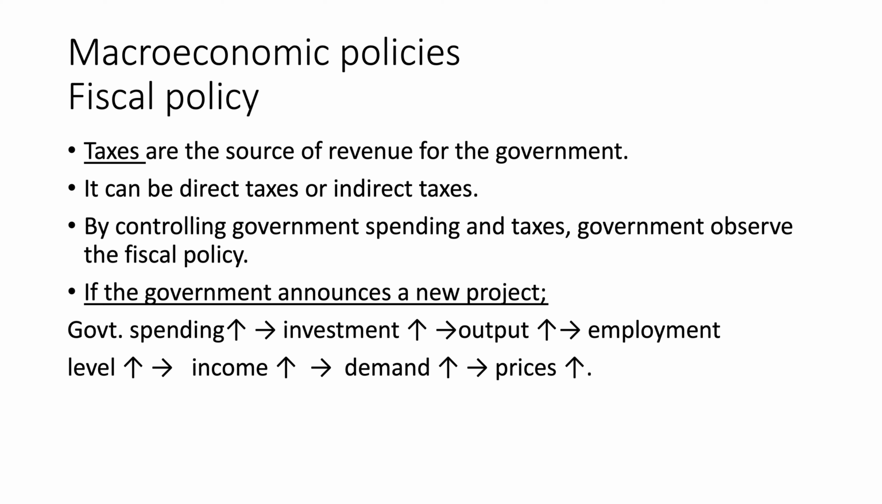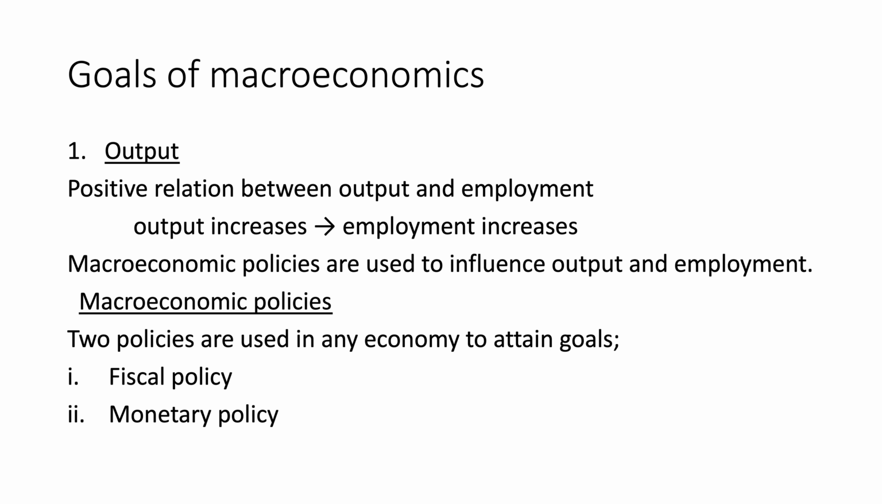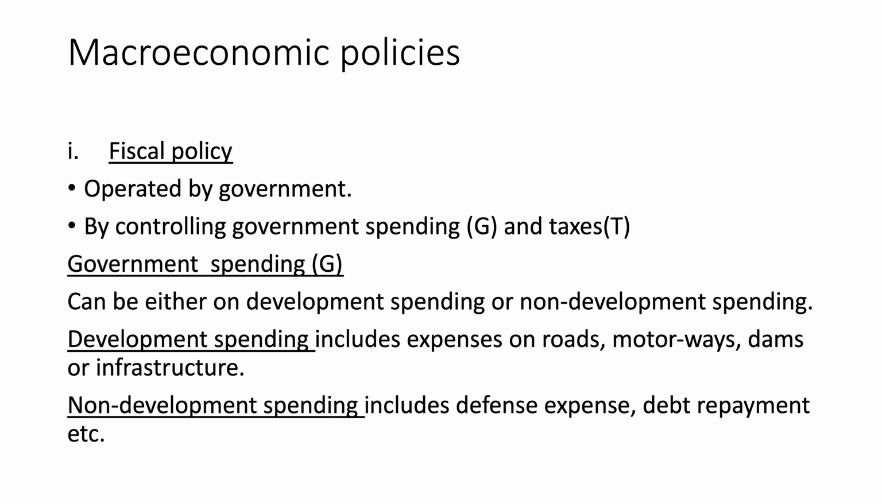These are all the examples of indirect taxes. Now, by controlling government spending and taxes, the government observes the fiscal policy. So we are going to observe both these tools one by one, to see how these can be used to attain the macroeconomic objective. Remember that we are discussing the macroeconomic goal of output, and how the output can be increased or decreased. For that we are observing the fiscal policy.